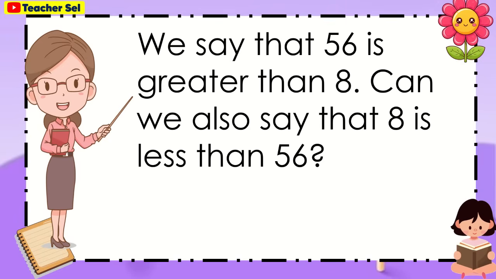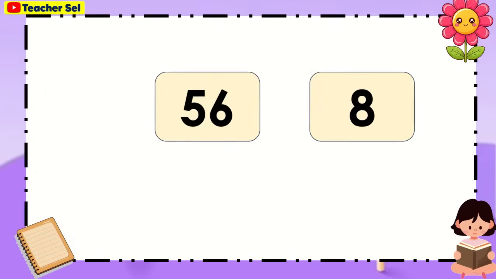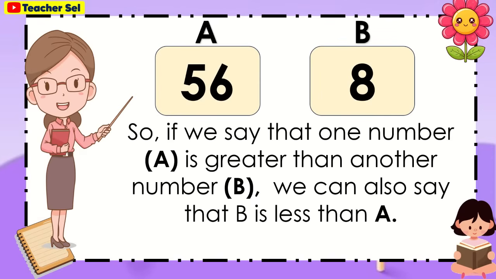Can we also say that 8 is less than 56? Yes, we can. Which one is greater, 56 or 8? 56 is greater than 8. 8 is less than 56. So, if we say that one number, A, is greater than another number, B, we can also say that B is less than A.